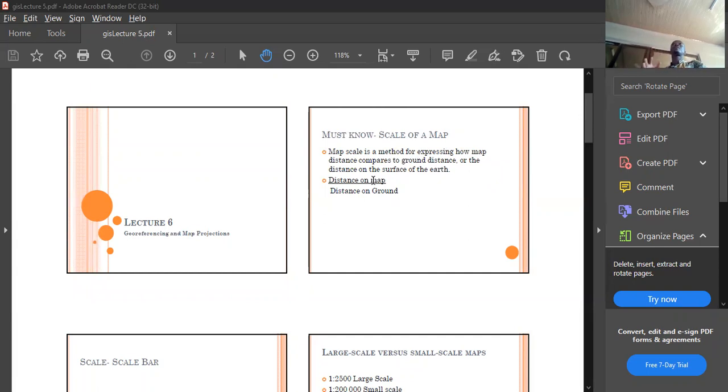We need to first understand the representation. Now, when you represent any part of the earth on a piece of paper or on a computer, what you've done is that you've reduced the distances. Mathematically, when you reduce the distances like that, you've actually applied a scale. And the popular name for such a representation is a map. So you can have a hard copy map, you can have a digital copy, a digital map.